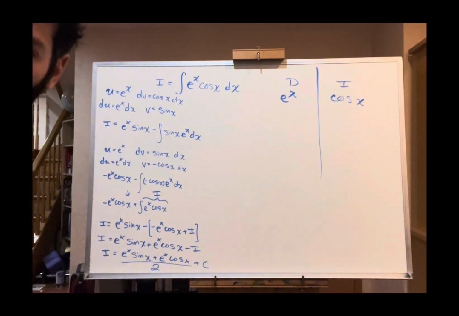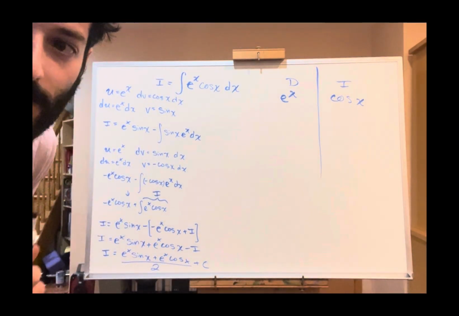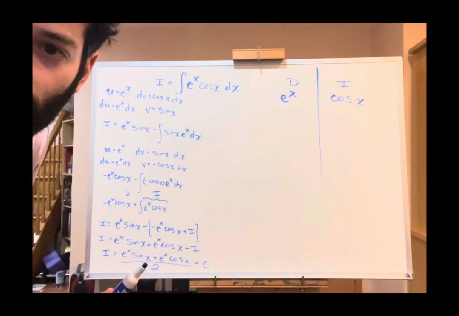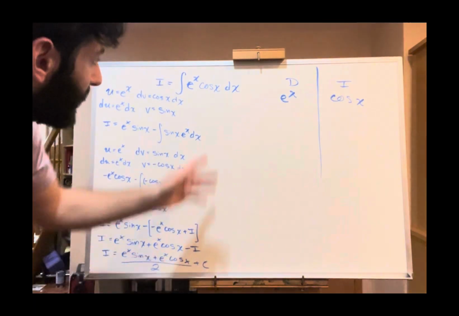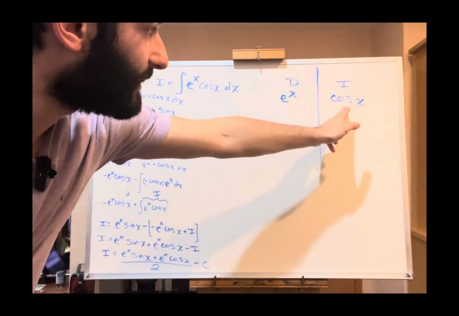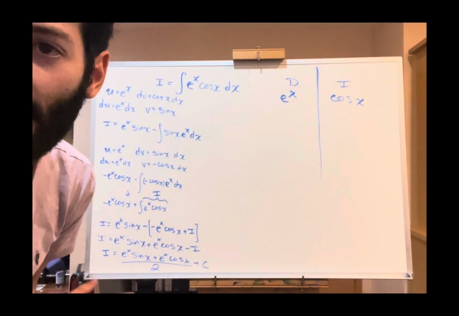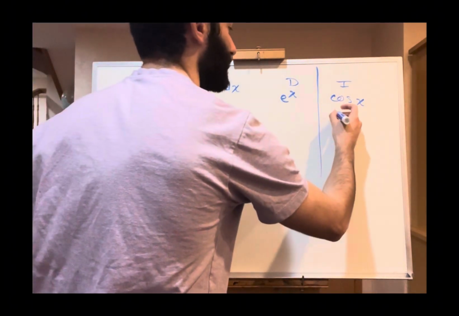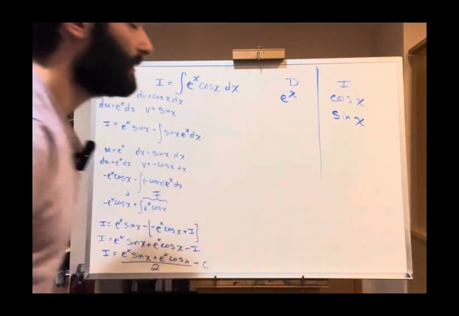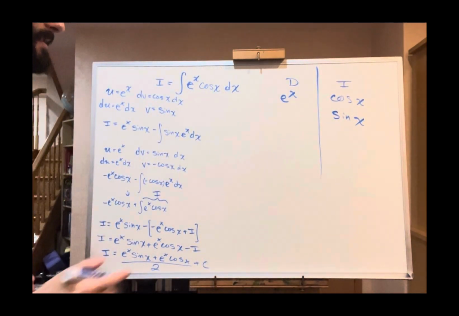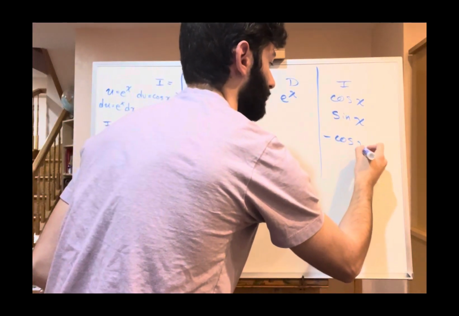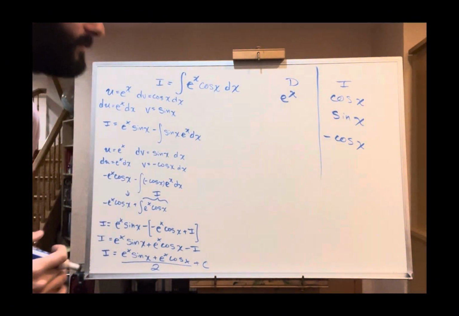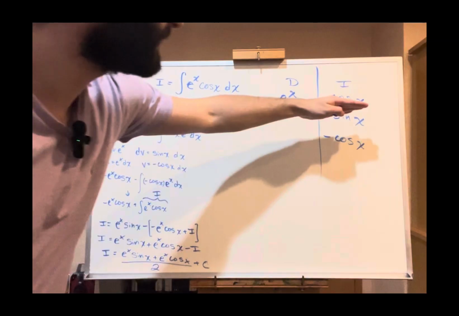So the goal was to perform integration by parts until we arrive at the same function we started with. That means we want to integrate until we get back to the same function. In this case, it's cosine of x. So let's integrate cosine of x until we arrive back at cosine of x. The integral of cosine is just sine. The integral of sine is negative cosine, right? So now we're done. We just have to make sure each row is full.